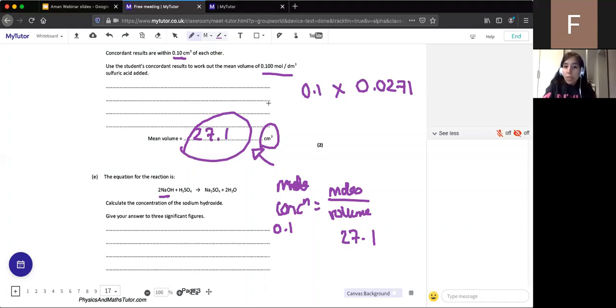The reason for that is because we need to convert centimeters cubed to decimeters cubed, which we do by dividing by 1,000. So 0.0271 times 0.1, that's just going to move the decimal place one place. So you get an answer of 0.00271. That's the number of moles of sulfuric acid.